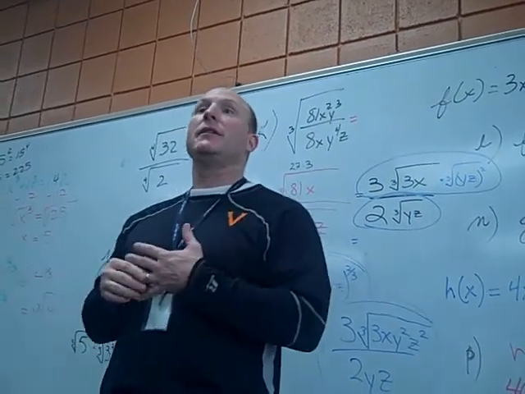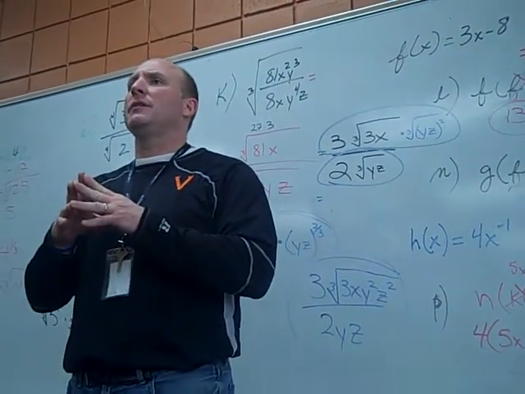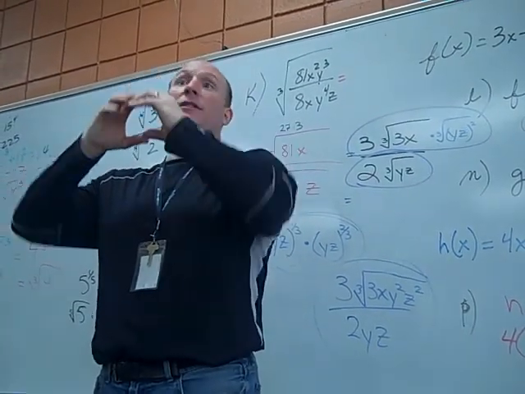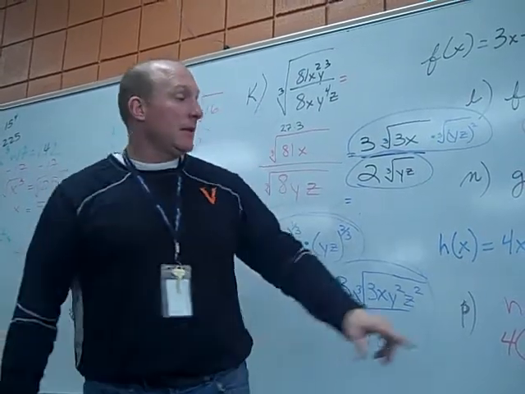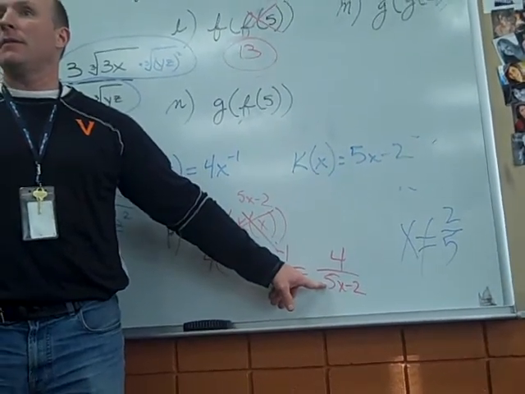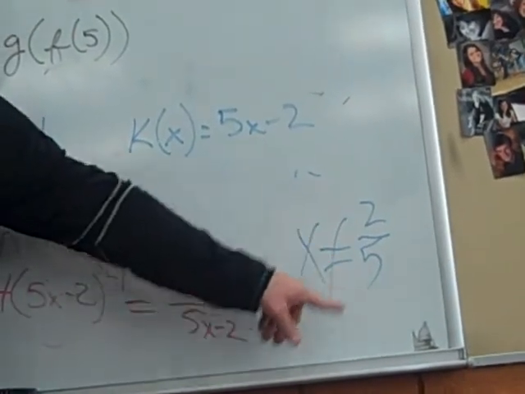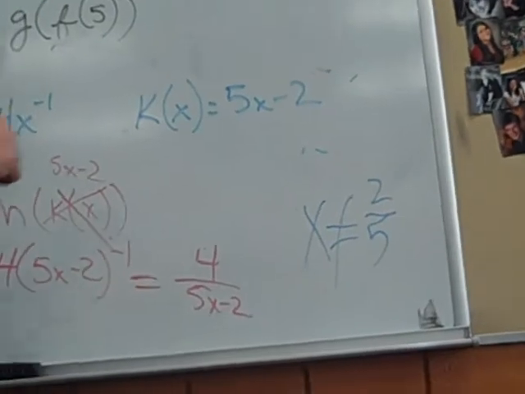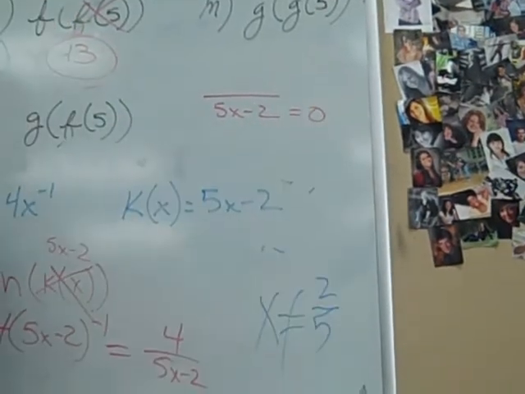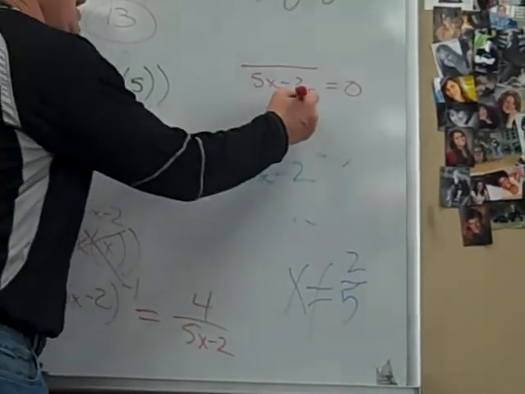Sure. Or isn't. Do you remember that? Because remember, what can you not have in a fraction? Zero. There's a lot of things, but you can't have a zero on the bottom. What would cause me to have a zero on the bottom here? How do I get that? If I want to find out what would make that equal to 0, well, set it equal to 0. That's how you find things out. Add 2, divide by 5.